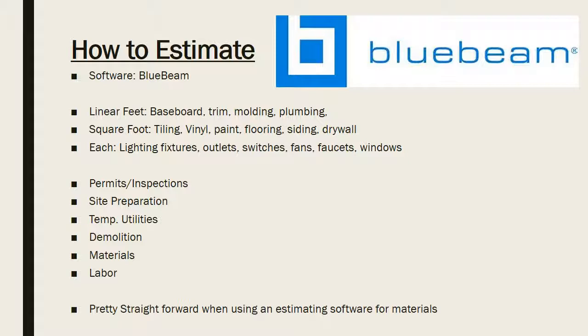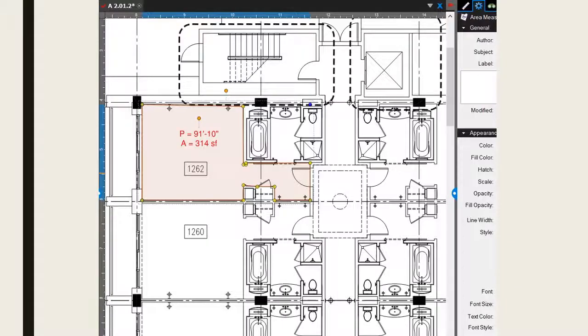And like I said, it is pretty straightforward for residential when it comes to estimating for materials. Here's an example sheet of a Bluebeam plan, and as you can see here, the red area is highlighted and I got an area of 314 square feet. So using that measurement, I would be able to determine, for example, how much flooring would be needed. This would be a great way of getting the exact measurement.